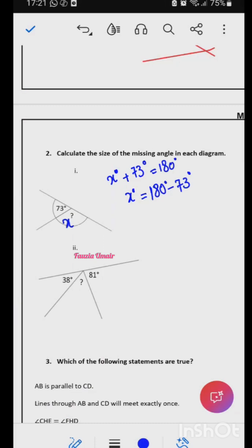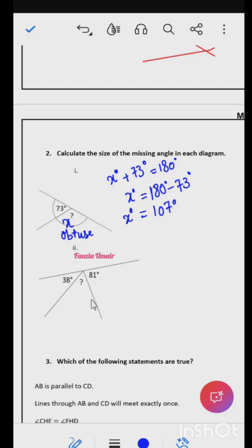So what would be the value of x? 107. Very good. At the end of these questions, you should always see if this is a sensible answer or not. Do you think x should be 107? What kind of angle is this from the figure? Ma'am, an obtuse angle. Yes, it is an obtuse angle, and 107 is obtuse too. So it means this is a sensible answer, right?